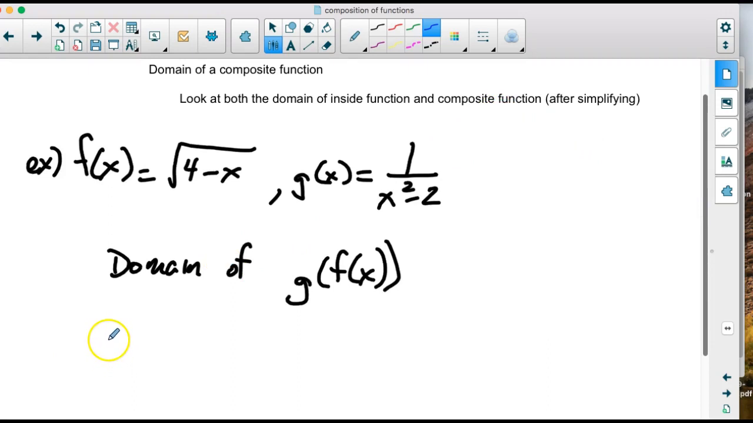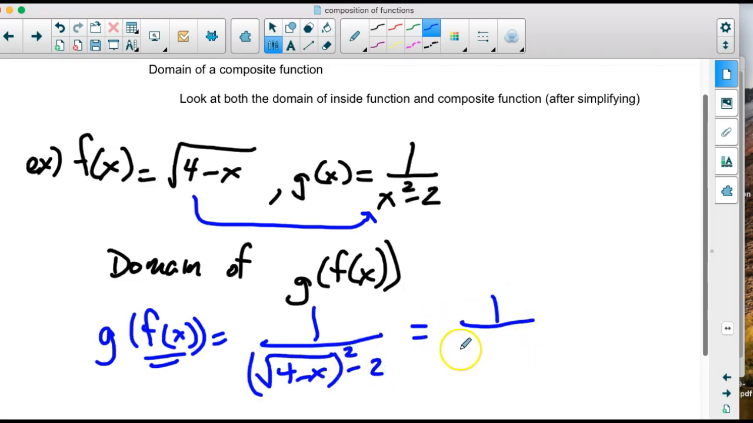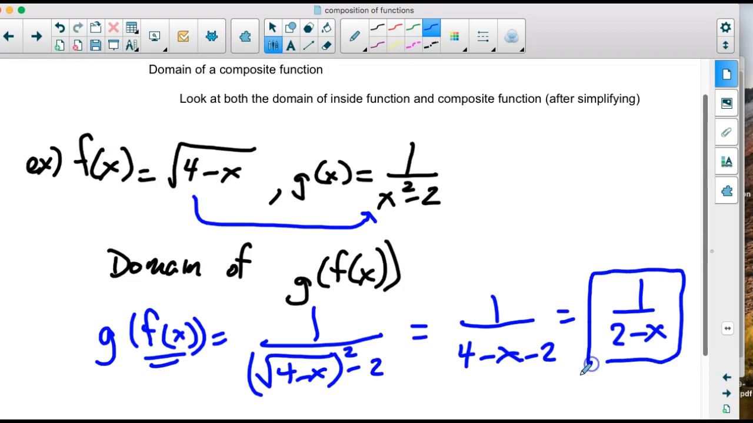We're going to write this out, so that means we're going to do g of f of x. We're going to find the composite function as we did before. We're going to take f of x, that's this thing, and put it in here. So this function is going to go right in there. So square root of 4 minus x, squared, minus 2. So these two things are going to drop out. We're going to get 4 minus x here, minus 2, which is 4 minus 2, which is 2 minus x. So this is going to be our composite function.